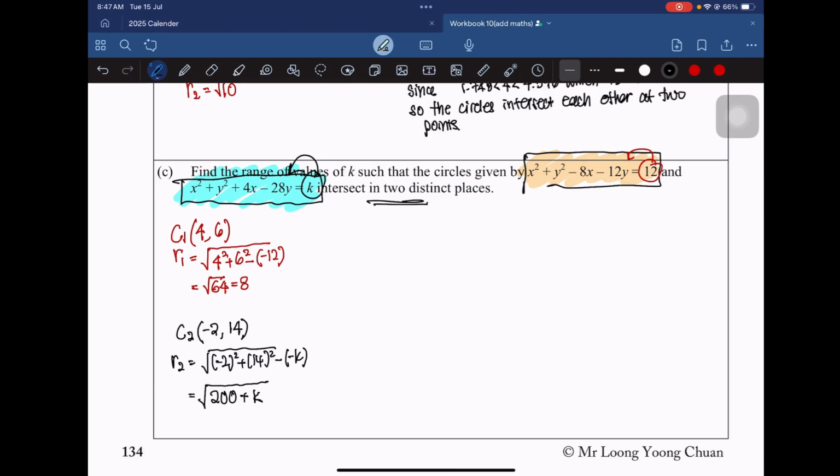Okay, all right. So then let's look at it. They say that there are 2 distinct points. So you need to find the d first. What's the d here? So d is the square root of 4 minus -2, so +2 square, plus y minus y, so 6 minus 14 square. So your d is the square root of 6 square plus -8 square. So it's 10. The distance is 10.